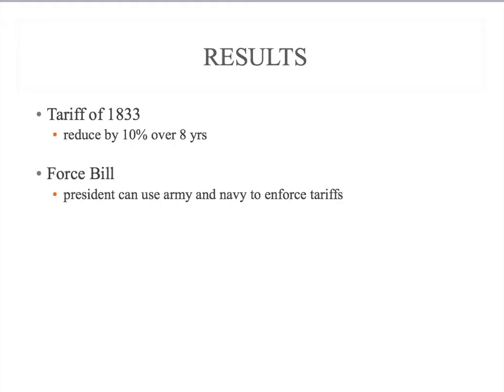And this compromise was led by a guy that we've talked about quite a bit, Henry Clay. So what they did is they revised the tariff with a compromise bill, which institutes the Tariff of 1833, which reduces the Tariff of 1828 by 10% over 8 years. So they're kind of going to ameliorate, or lessen, the effects of this thing on South Carolina.